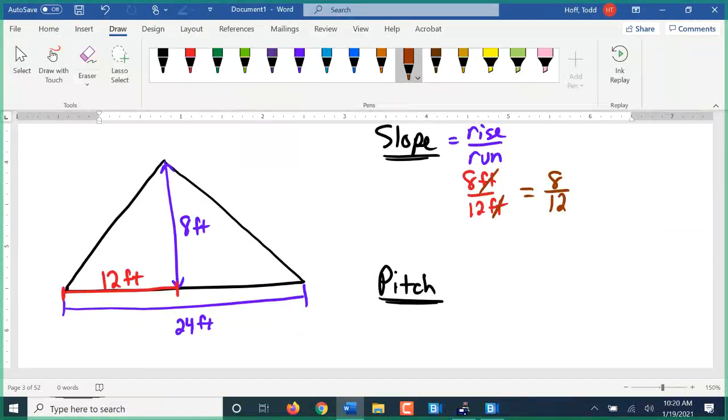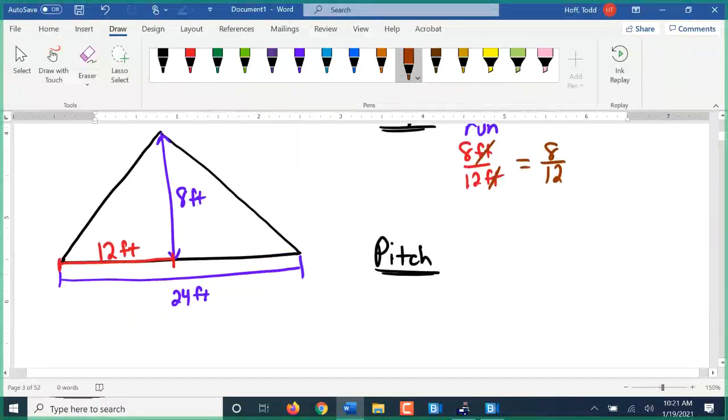Technically, the slope comes from 8 inches of rise for every 12 inches of run, but it can be applied as feet or whatever units we want to. That's what we're typically seeing: an 8-12 slope, a 6-12 slope, a 4-12 slope, a 10-12 slope, whatever. Pitch is slightly different, although we use the term pitch many times when what we're actually describing is the slope.